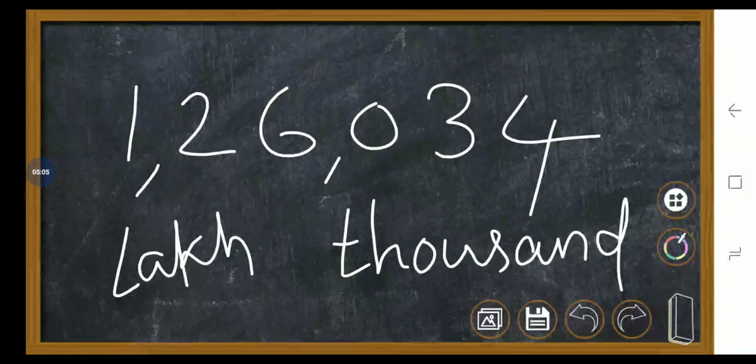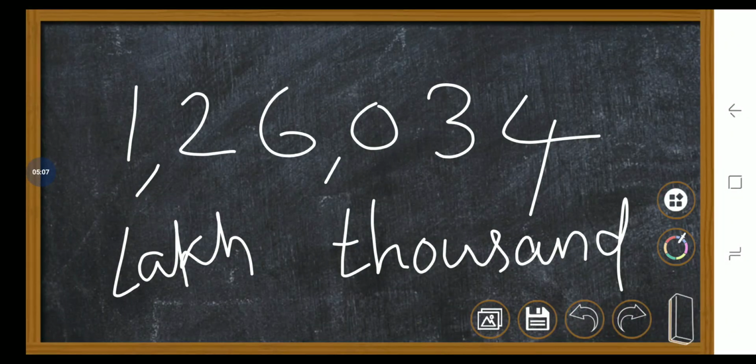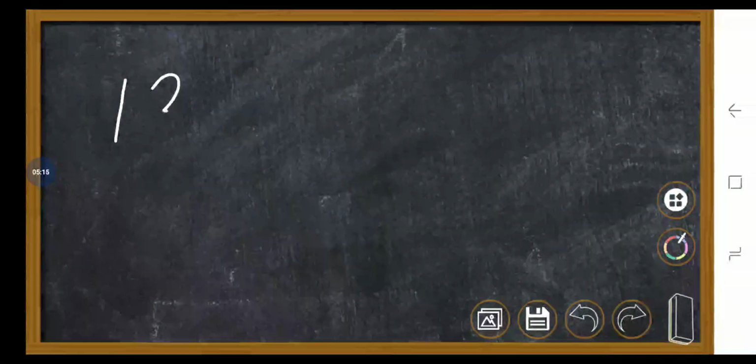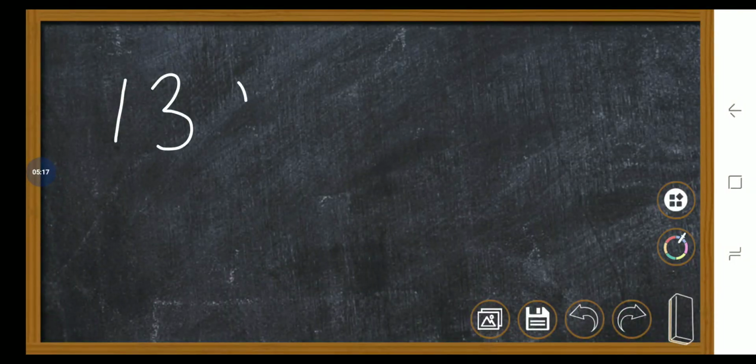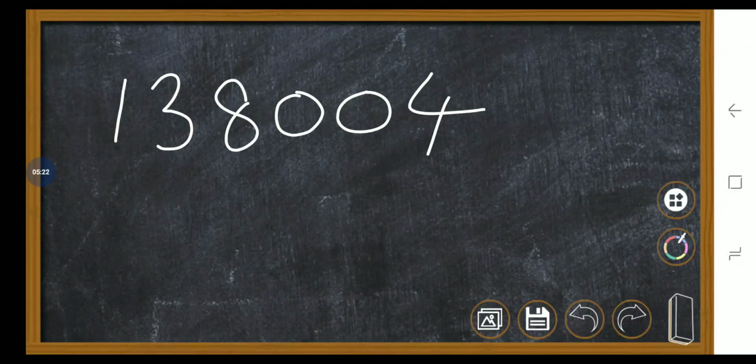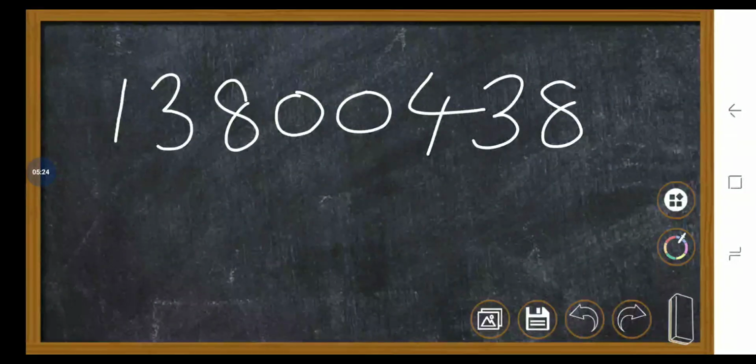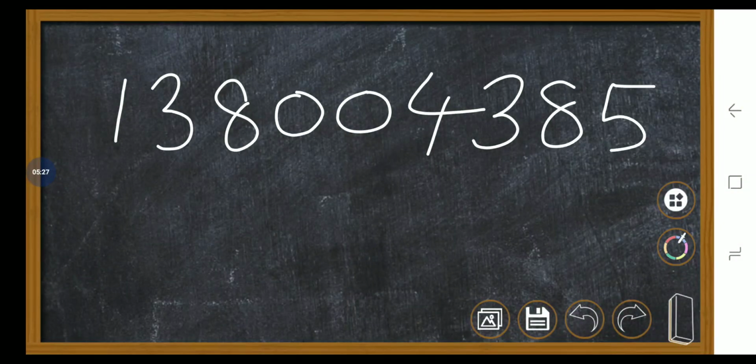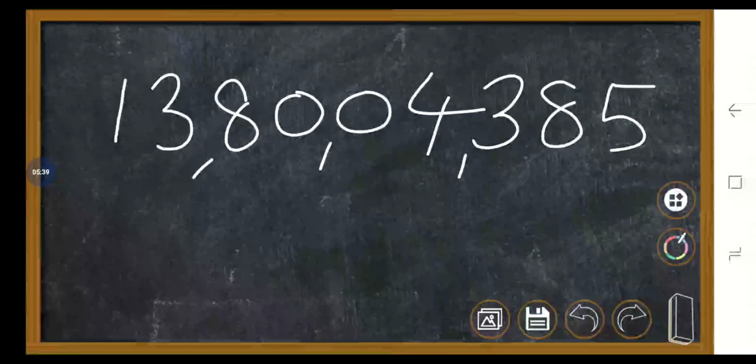So this is the Indian system of reading numbers. Do you know the population of India? I'm going to write a number here: 138004385. This is the population of India. Can we read this number? Okay, start. Put a comma. Second comma where? Here. Third comma here. Here 3 commas are there. Before we have done only 2 commas.